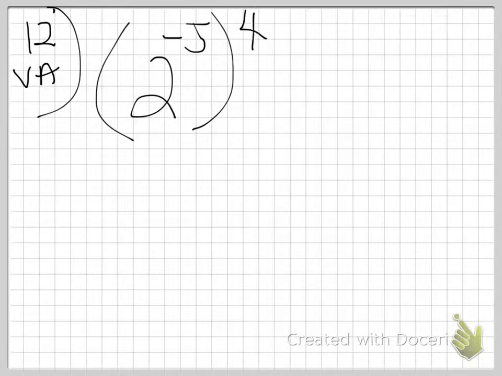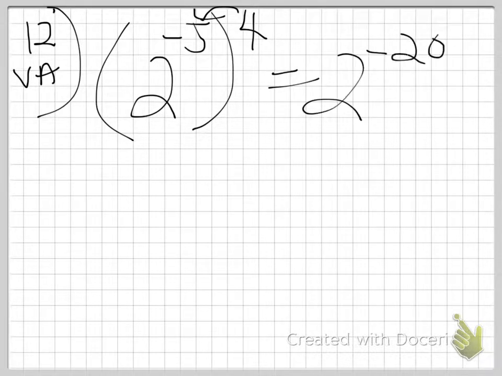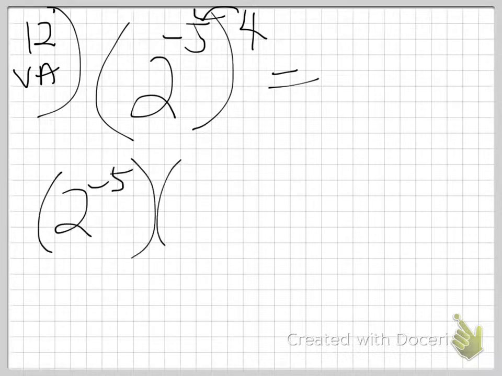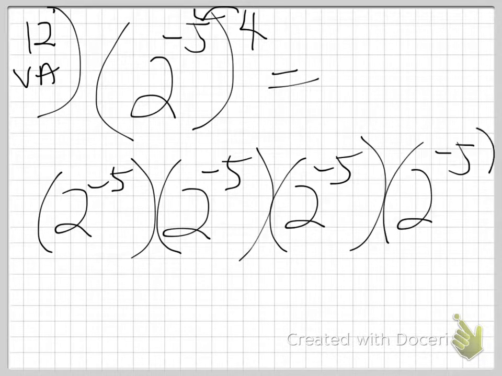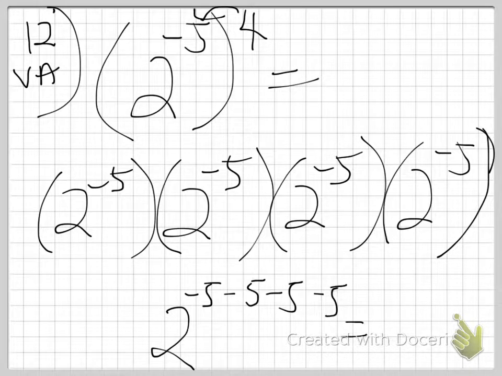Second to last, version A of number 12. I asked you to use the rules of exponents to simplify this. Now you know there's a rule that you could just multiply these together and get 2 to the negative 20, but I would much rather you understand why and know the rule. This is really asking you to do 2 to the negative 5th times 2 to the negative 5th times 2 to the negative 5th times 2 to the negative 5th. Well, we have the same base, so we could add the exponents together, which is negative 5 minus 5 minus 5 minus 5, which is negative 20.